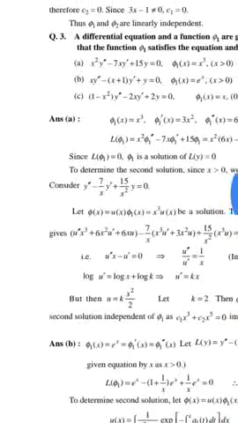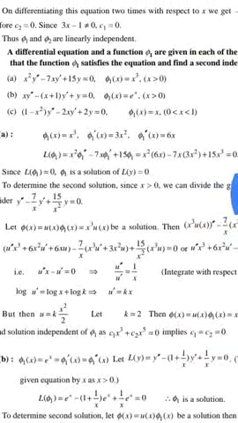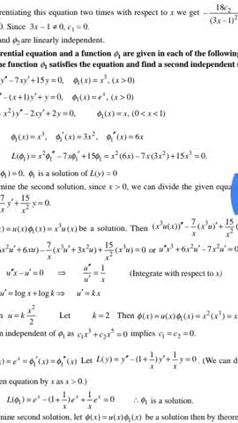Answer: phi 1 of x equal to x cube. Therefore phi 1 dash of x is equal to 3x square, phi 1 double dash of x is equal to 6x. L of phi 1 is equal to x square phi 1 double dash minus 7x phi 1 dash plus 15 phi 1 is equal to x square 6x minus 7x 3x square plus 15x cube, which is equal to 0.